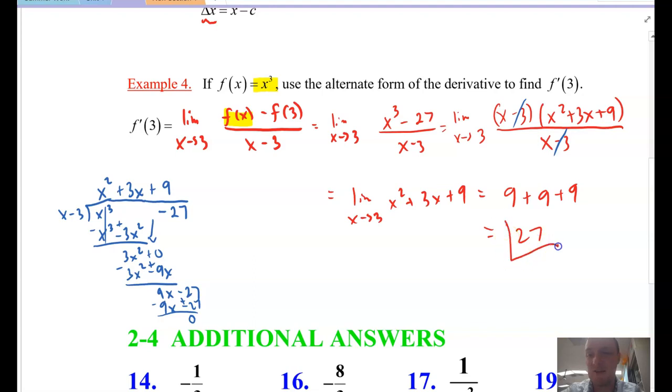27 is your answer. There's the alternate form of the derivative, the limit definition. Again, useful if you're finding it at one location. If you're using it for a variable, you can't use it. Got to use the previous video.